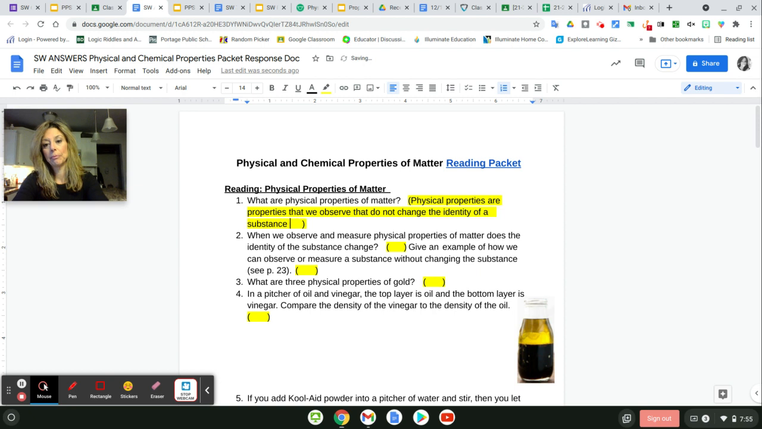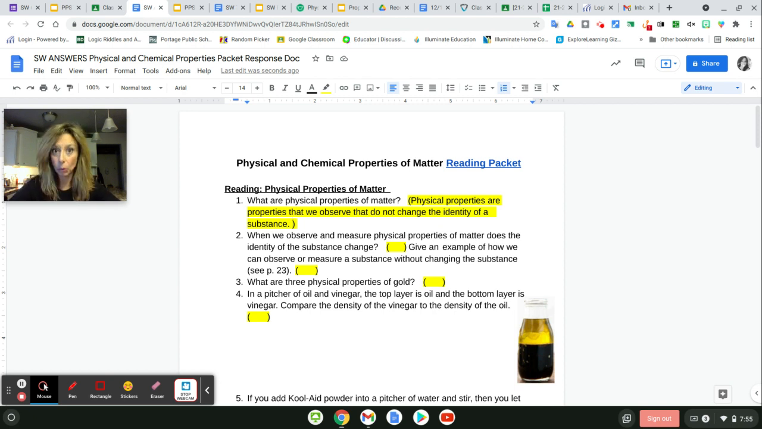Meaning, if we're going to observe something like malleability, which is the ability to bend or be rolled into sheets. If I change the shape and bend aluminum foil, it's still aluminum foil. So I'm observing that it's malleable, but I'm not changing its identity as I observe that. Okay, so any physical property that we can observe does not change what the substance is.